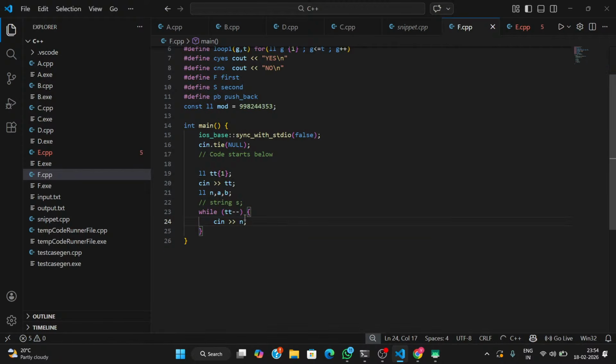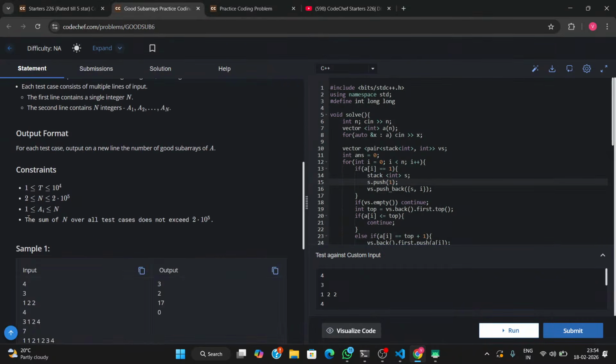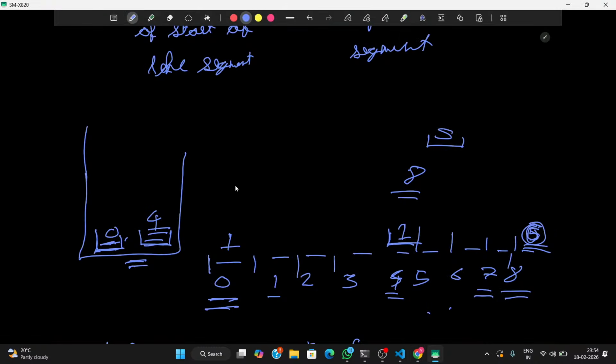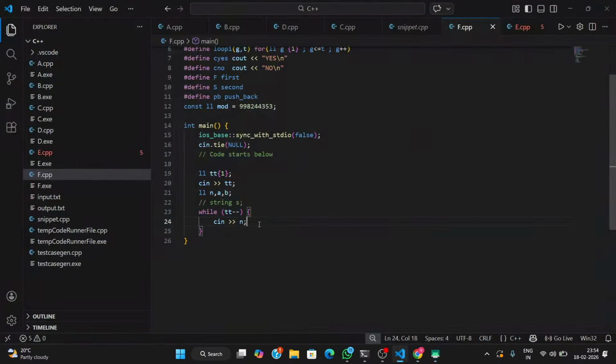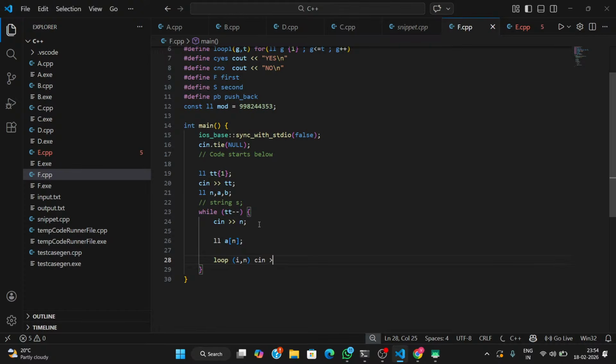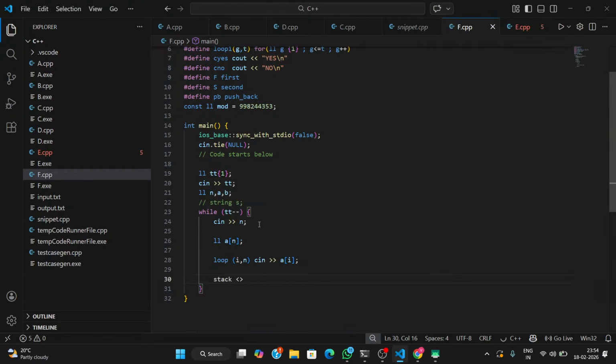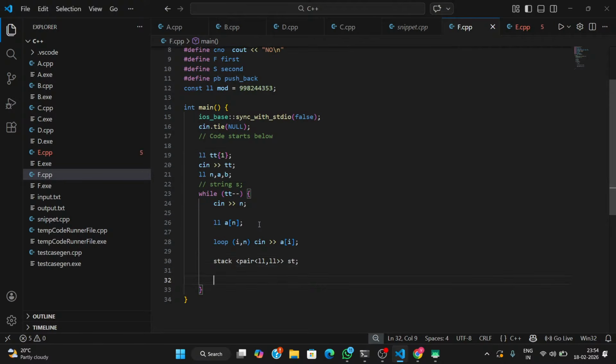See, so we took input of n. What are the inputs? N and the array. Right. Okay. Now we will take our array as input. Right. Now what we need is a stack of pair of int, comma int. Let's call this stack as P.